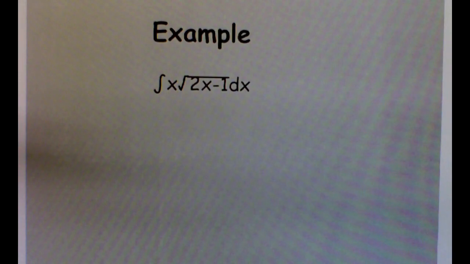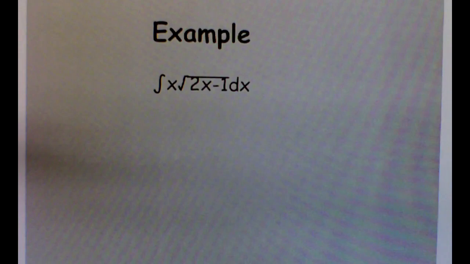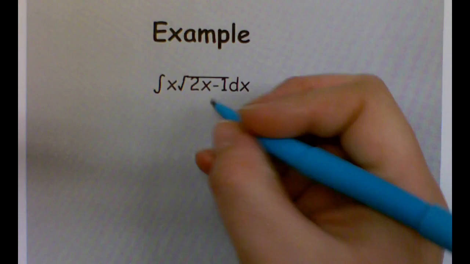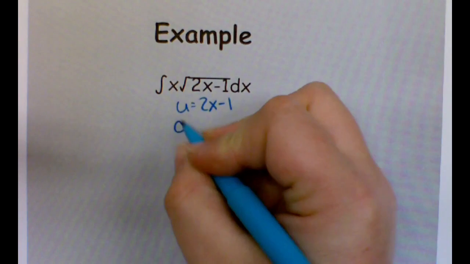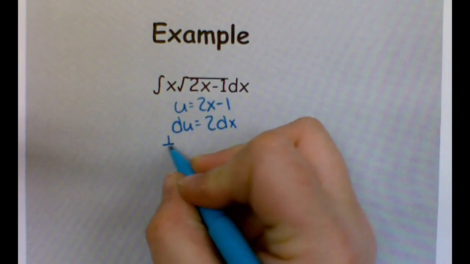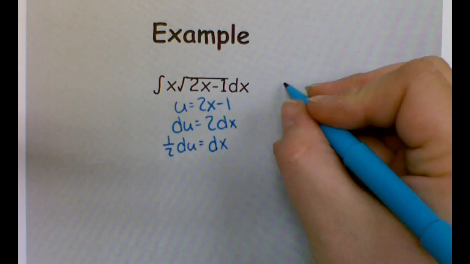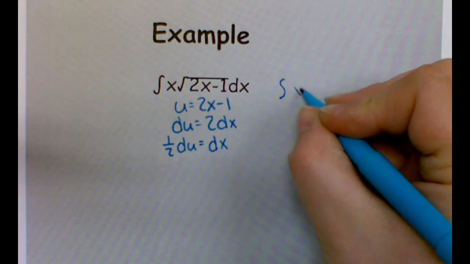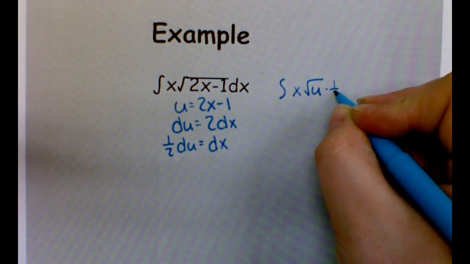All right, this time we have to get a little crazy, it looks like. So to get crazy on this one, u looks like it would be 2x minus 1, which means du would be 2 dx. We don't have a 2 anywhere, so 1/2 du would equal dx. That gives us 2 x times the square root of u times 1/2 du.